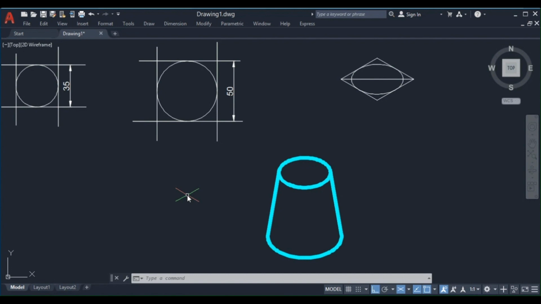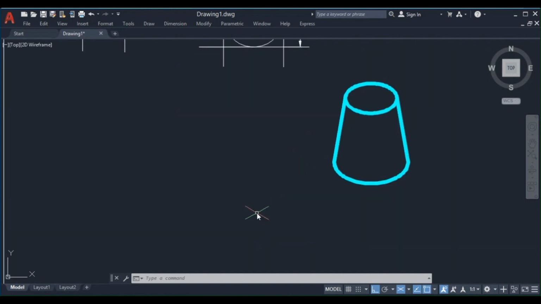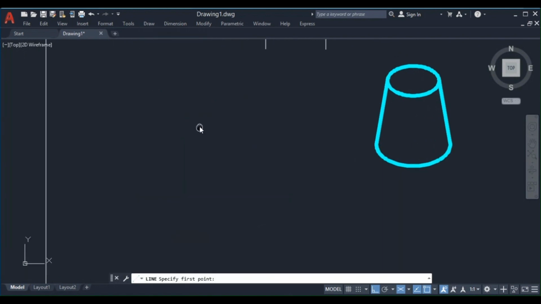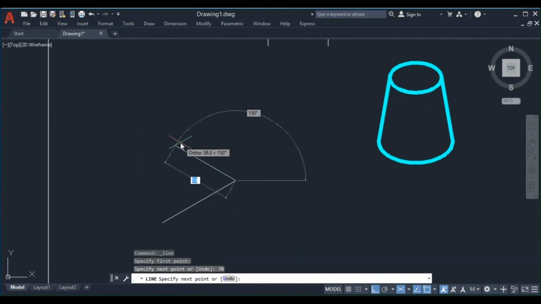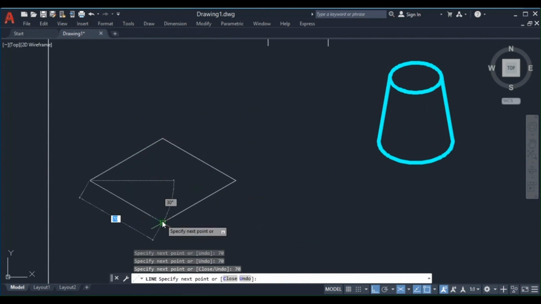So draw the isometric view of a frustum of a square pyramid, right? First I'm going to draw the base side of 70 mm, and next I'm going to draw the top side. So draw a square of 70. The square is not inscribed in a square, again it's not required.